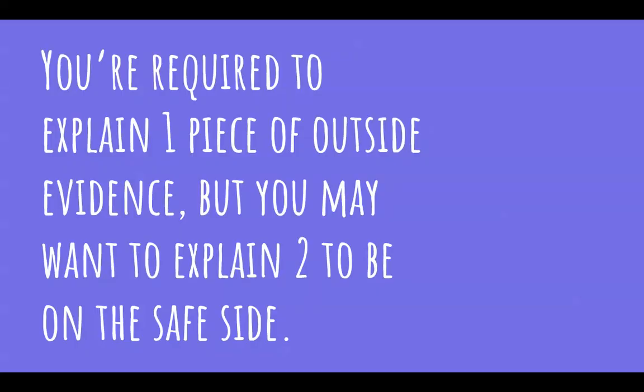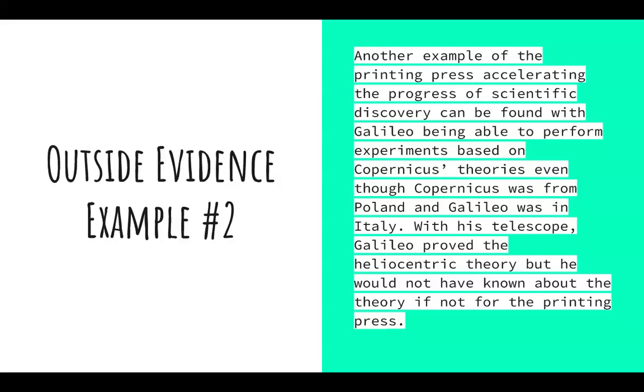You have to write or explain at least one piece of outside evidence, but again, you might want to explain two to be on the safe side. If you're like, well, what if I didn't write enough? If you know something else, use those two pieces of outside evidence. You're going to have to use two for the LEQ anyway, so might as well be consistent. It'll make it easier for you. And again, if you've got time, if you want to really score a 5 on this exam, use two outside evidences. So what's another one that we could pull in?